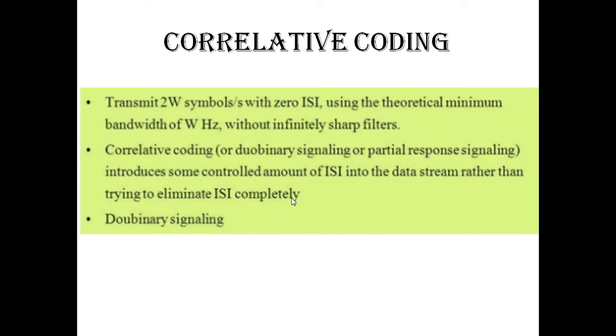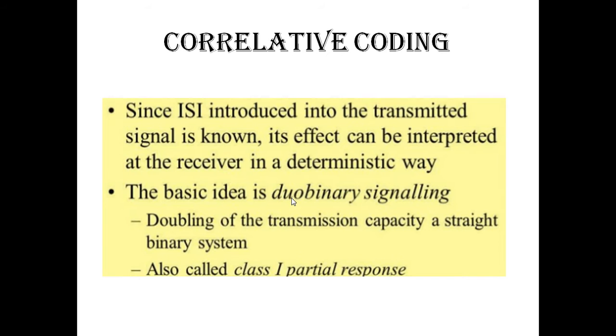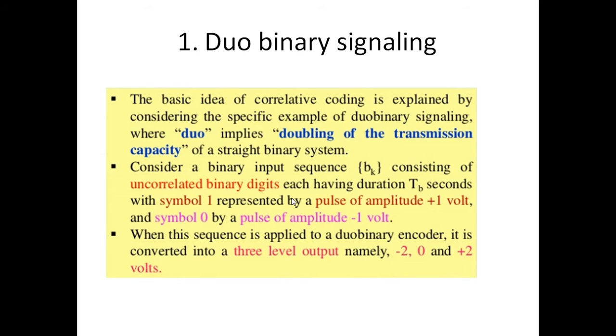There are three types of correlative coding: duobinary signaling, modified duobinary signaling, and M-ary signaling. The M-ary signaling scheme is an extension. The first one we are going to see is the duobinary signaling scheme. So we are going to discuss duobinary signaling. Duo means double the capacity.